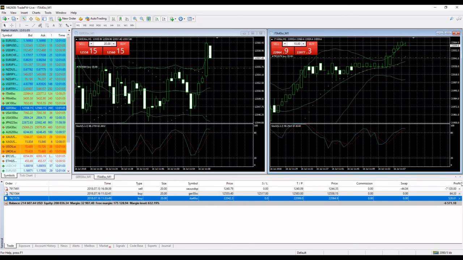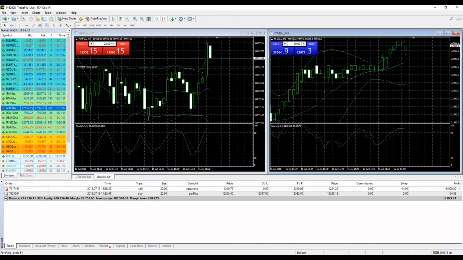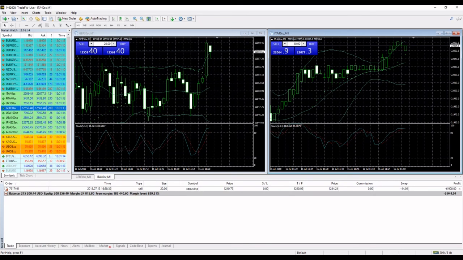I will close my Italy 40 position and my DAX position as well. So I closed both positions. I made around $700 on both positions. And let me see, now that we know that the result is negative, if we can put any possibilities for new trades.